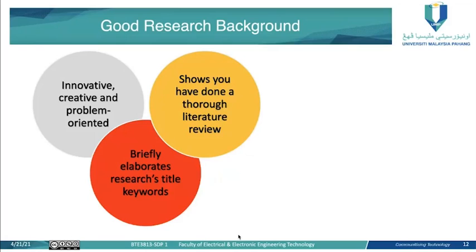Okay. Then you need to show you have done a literature review. How to show that? In the research background, you must cite the most recent references. For example, if you have references from 2021 and 2020, these references should appear clearly in the research background, in chapter 1. Why? Because this shows that you have already conducted a literature review.